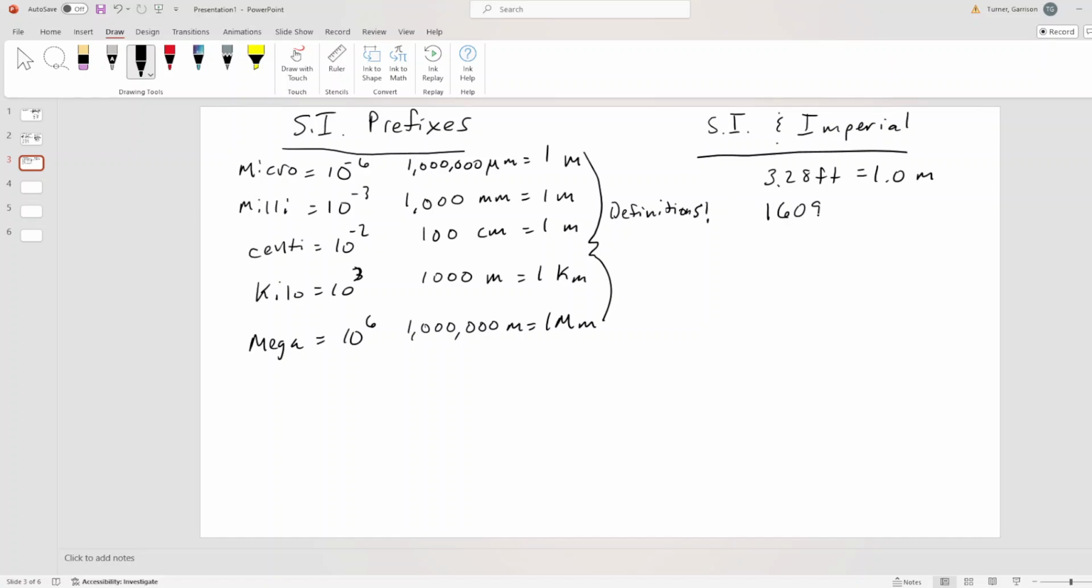There are 1609 meters in 1 mile. And that means there's 1.609 kilometers in 1 mile. There's 2.54 centimeters in 1 inch. Okay. Let's see. There are, what else do we need?